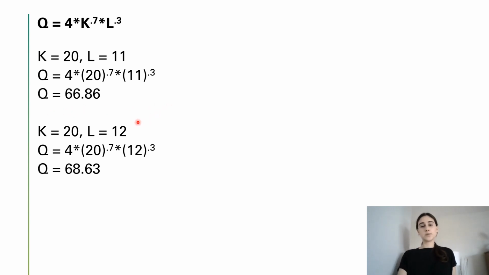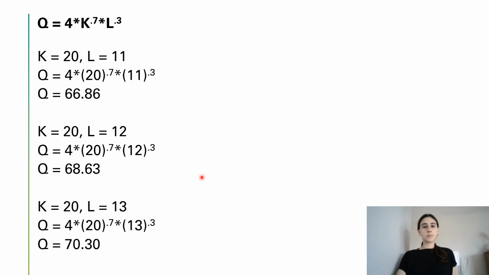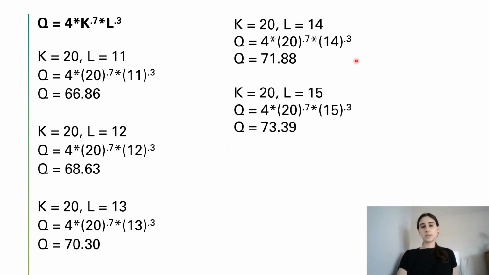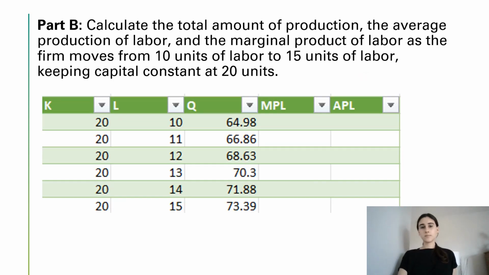Again, we substitute 12 for L, keep capital constant, and we get a quantity of 68. Again, we repeat this when L is 13, repeat again when L is 14 and 15. Now we have solved the quantity at every position when labor increments from 10 to 15. Here we have our quantity positions filled into our chart.